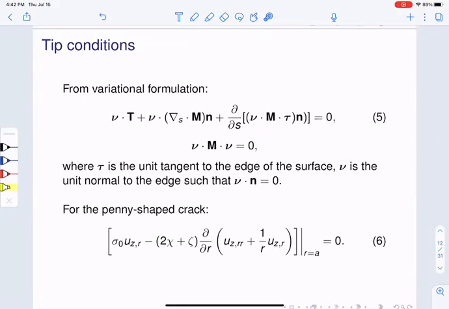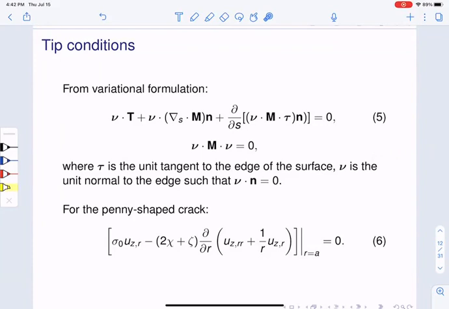Now, one other thing which I want to mention here is the tip conditions. So again, when you work with your variational formulation, first you have a solid term which gives you your bulk equations. Then you get conditions on the boundary which will give you boundary conditions, and then you also get conditions on the boundary of a surface which will give you something which is called tip conditions. And these tip conditions in this case look like this. So those are just on the boundary of our penny-shaped crack, so just on the outside circle, essentially, of this crack.